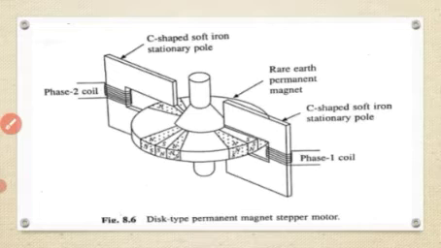Let's go through the earlier one. The same principle applies here also, but the difference is that a permanent magnet rotor is used and the disc is magnetized with alternating north and south poles.